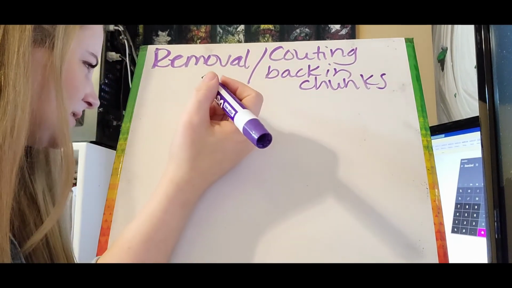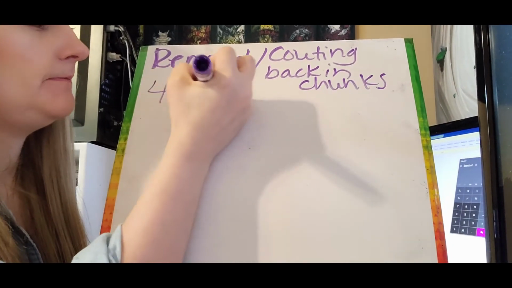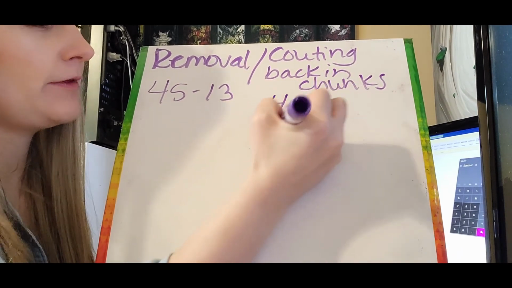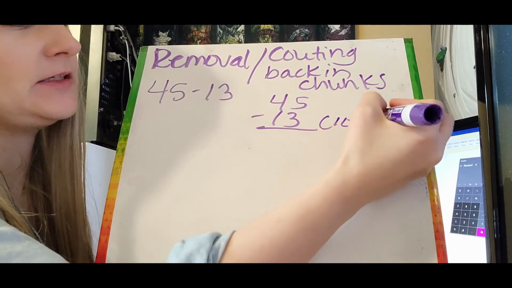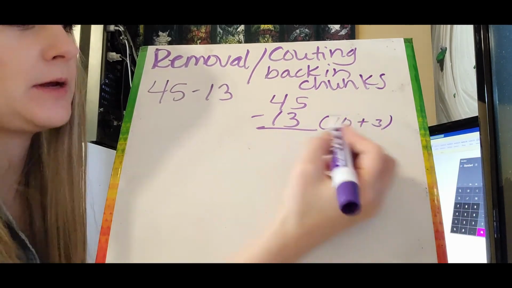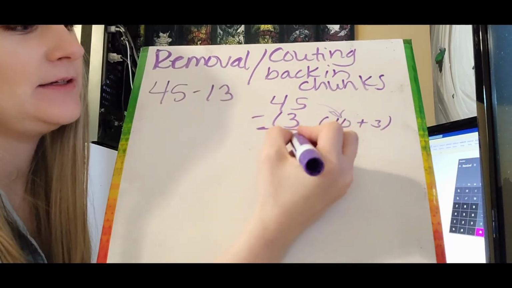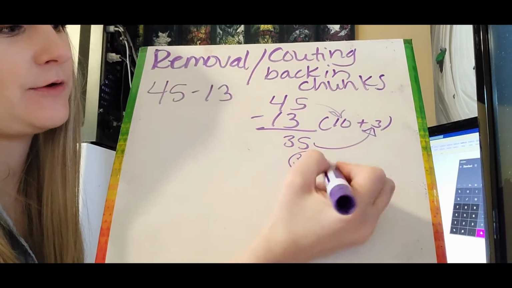Okay, so let's do 45 minus 13. Let's write it like a traditional algorithm. And let's break this up. I see pretty easily 10 plus 3. I don't know about you, but that's what I'm going to go with for 13. And then 45 minus 10 is 35, and 35 minus the 3 is going to give us 32.